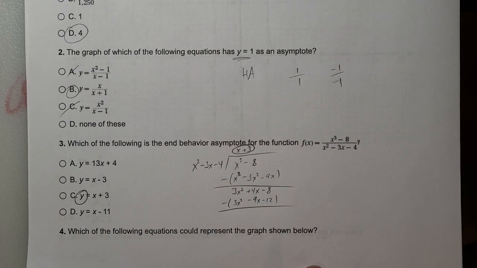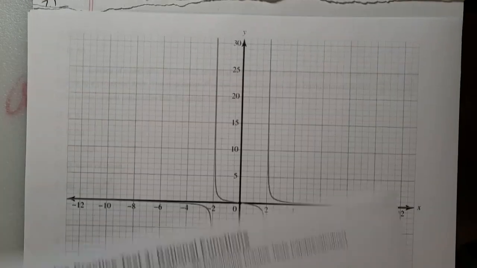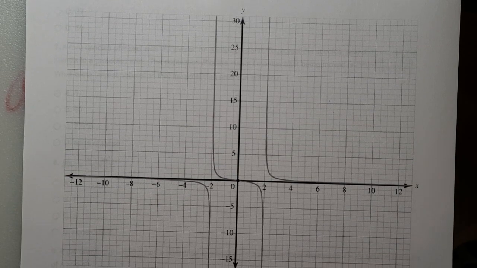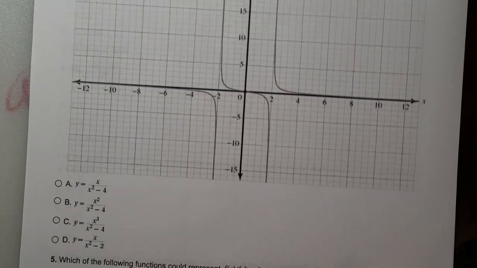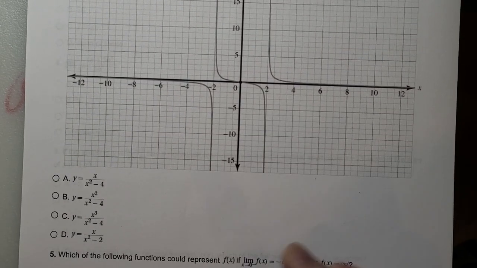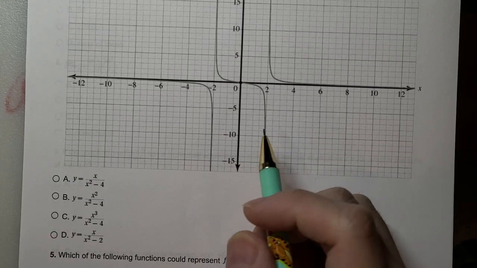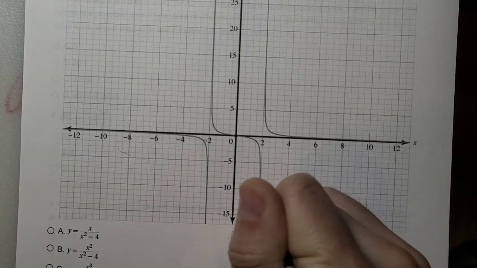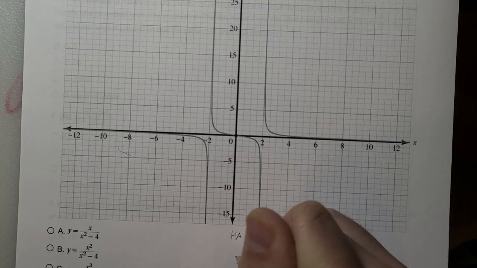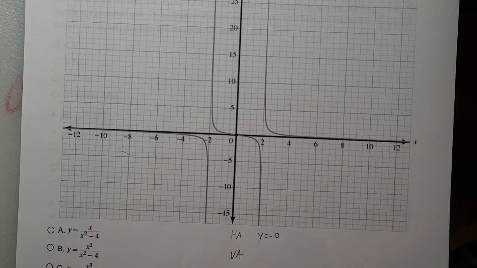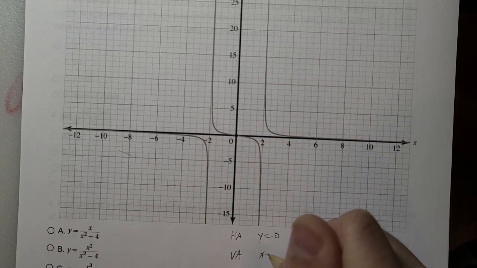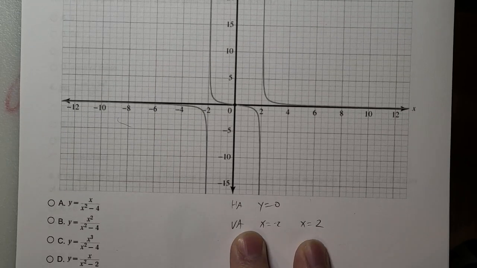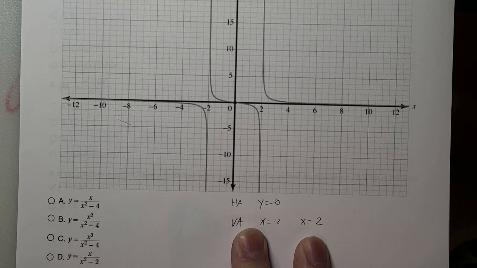Which of the following equations could represent the graph? That's on the next page. So it's this one. Let's take a quick look at it, and now let's look at the choices. We probably want to first figure out that clearly there is a horizontal asymptote at y equals 0, and vertical asymptotes at x equals negative 2 and x equals 2. So we probably want to find pieces of information that give us that.